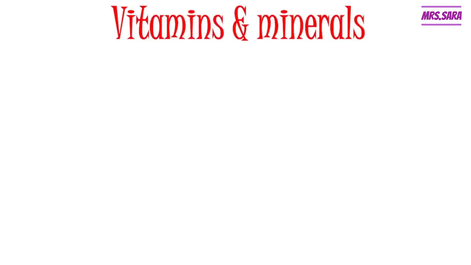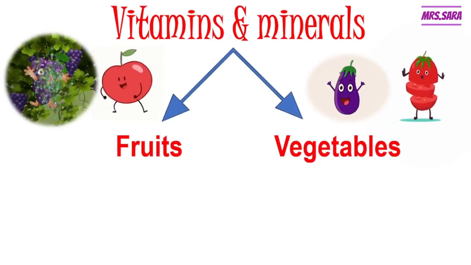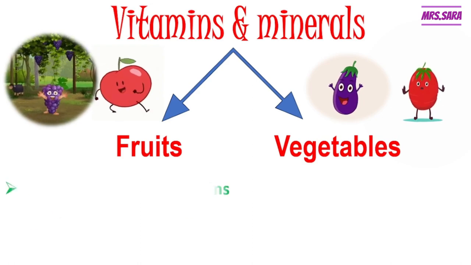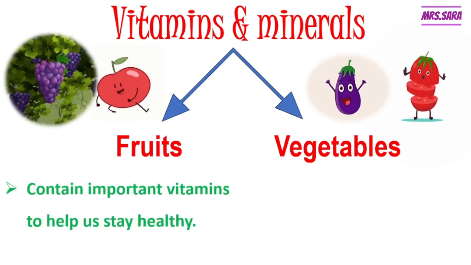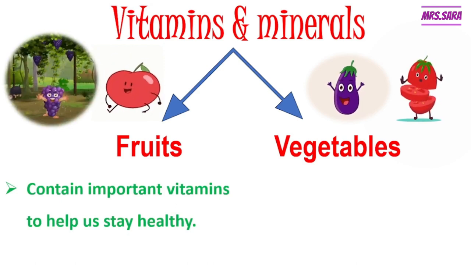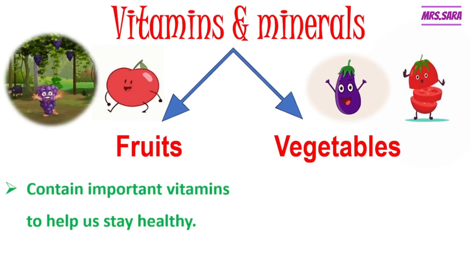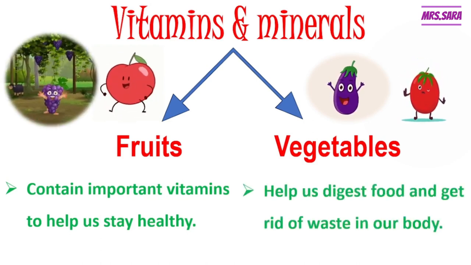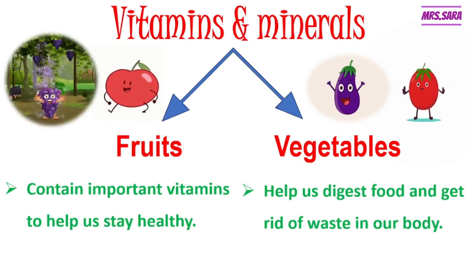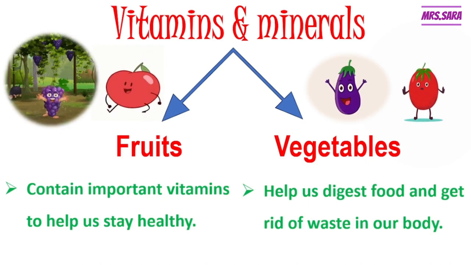So in vitamins and minerals we have two groups. Group for fruits and group for vegetables. Fruits, Primary 2, contain important vitamins that help us to stay healthy. So fruits contain important vitamins that help our body to stay healthy. How about vegetables, Primary 2? Vegetables help us digest our food and get rid of wastes in our body.